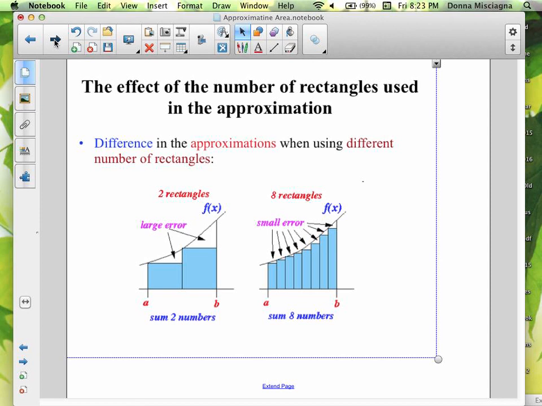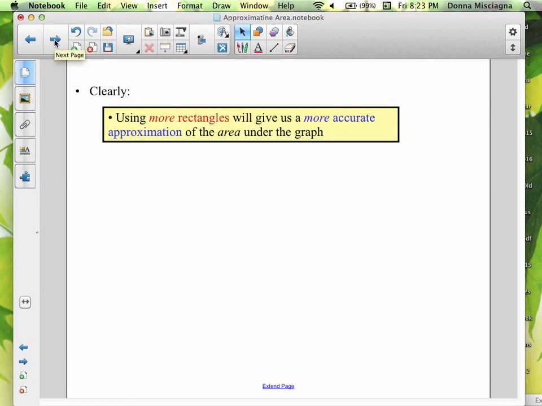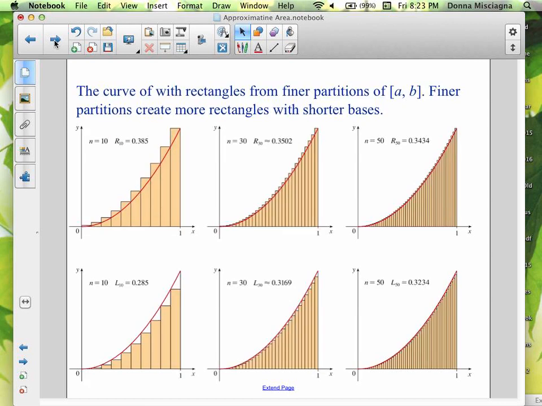So as we increase the number of rectangles, we can look at what happens. Okay, so using more rectangles will give us a more accurate approximation of the area under the graph. So 8's better than 2, and 100 would be better than 8. So here, a little visual example. So here we're finding the area under the curve.